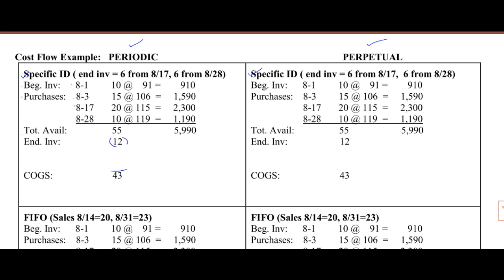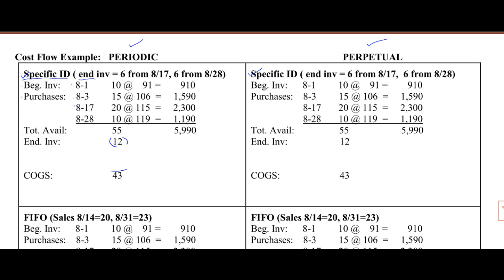And our job is to split the 59.90 between ending inventory for the balance sheet and cost of goods sold for the income statement. When you do specific ID, which we're going to do first, you need to know either what was sold or what's left. And I've given you ending inventory.